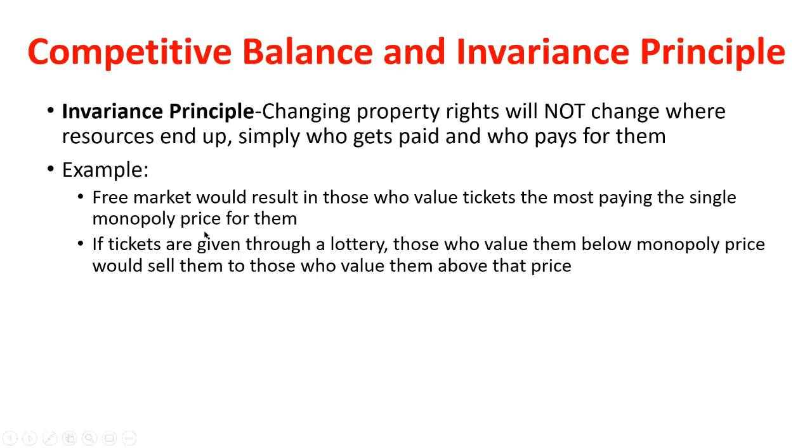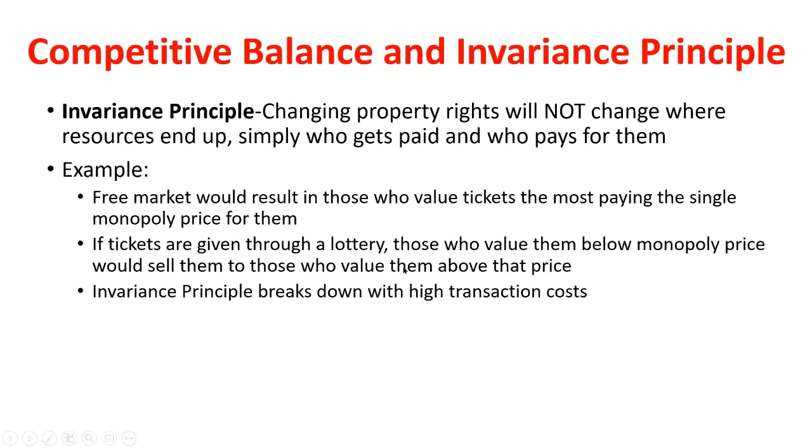And then people who do not get a ticket in the lottery, who value it above whatever the monopoly price would be, would still be willing to pay for that ticket, right? So it doesn't matter that the property rights were given to people who valued the tickets lower, because they'll just turn around and sell them to the person who valued it higher. It didn't matter where the property rights started. Okay? So the only time this would break down is if we have really high transaction costs. So I'm going to try to give you an example here.